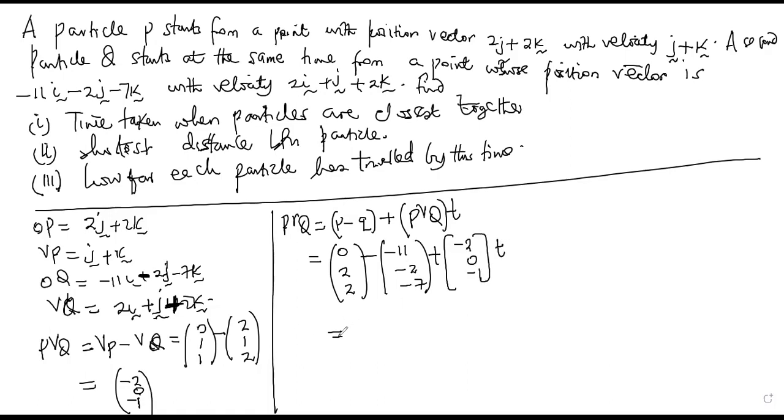So it's going to be 0 minus -11. We have 0 minus -11. So this is 11 minus 2t. Right? This is 11 minus 2t. Then here you'll have 2 minus 2, which is 0.